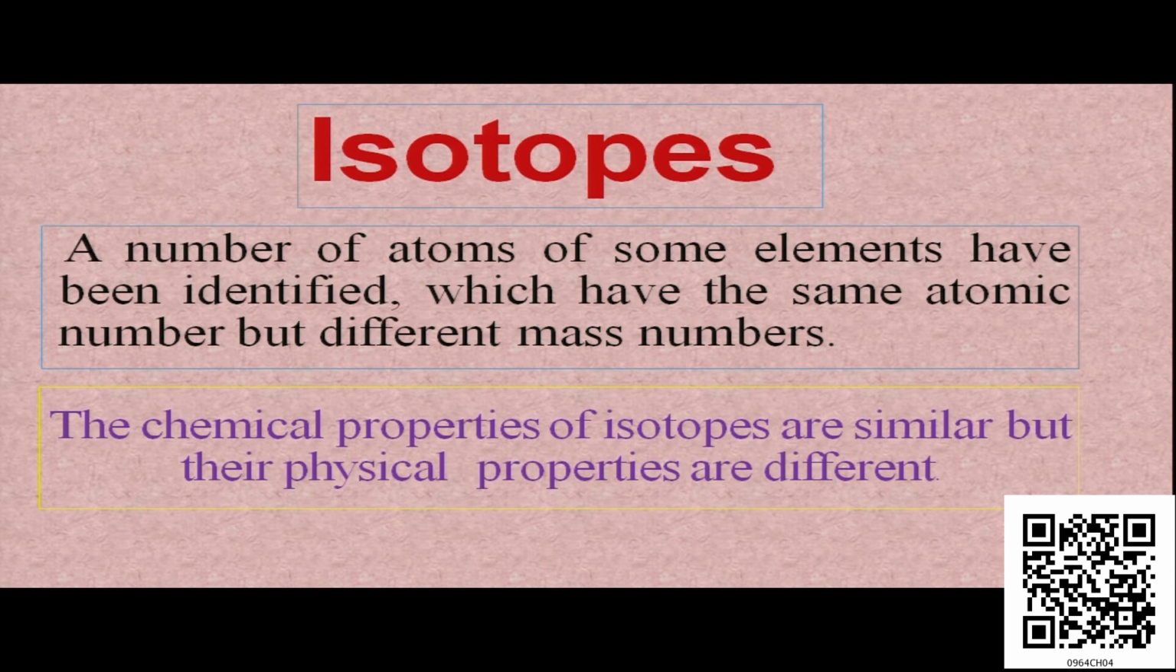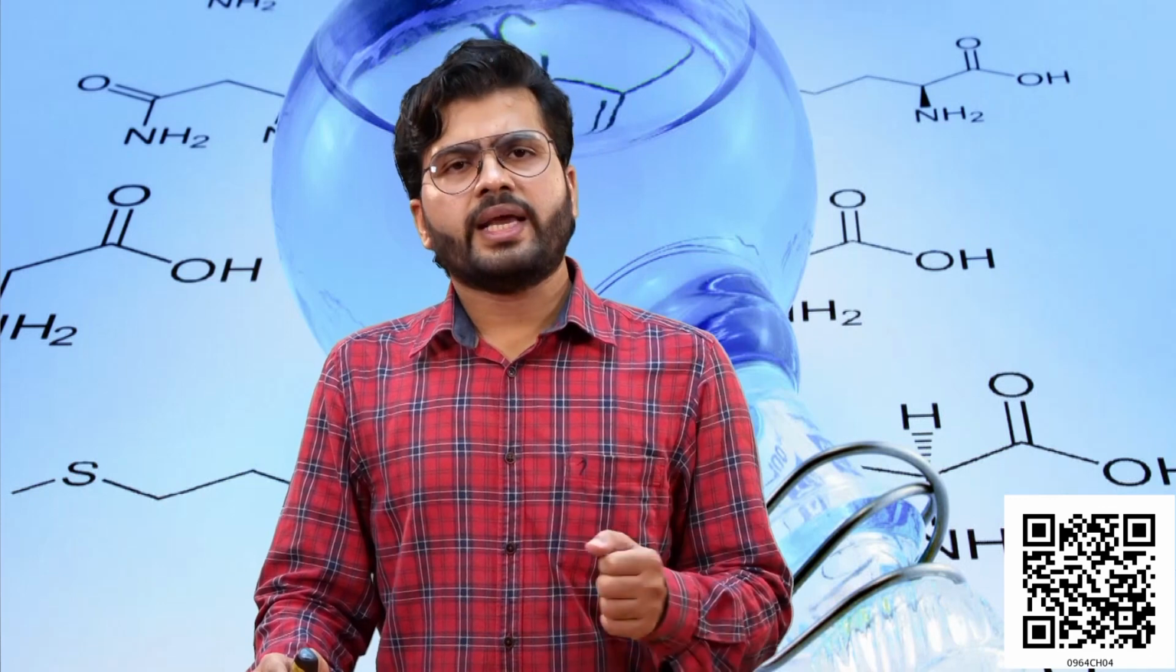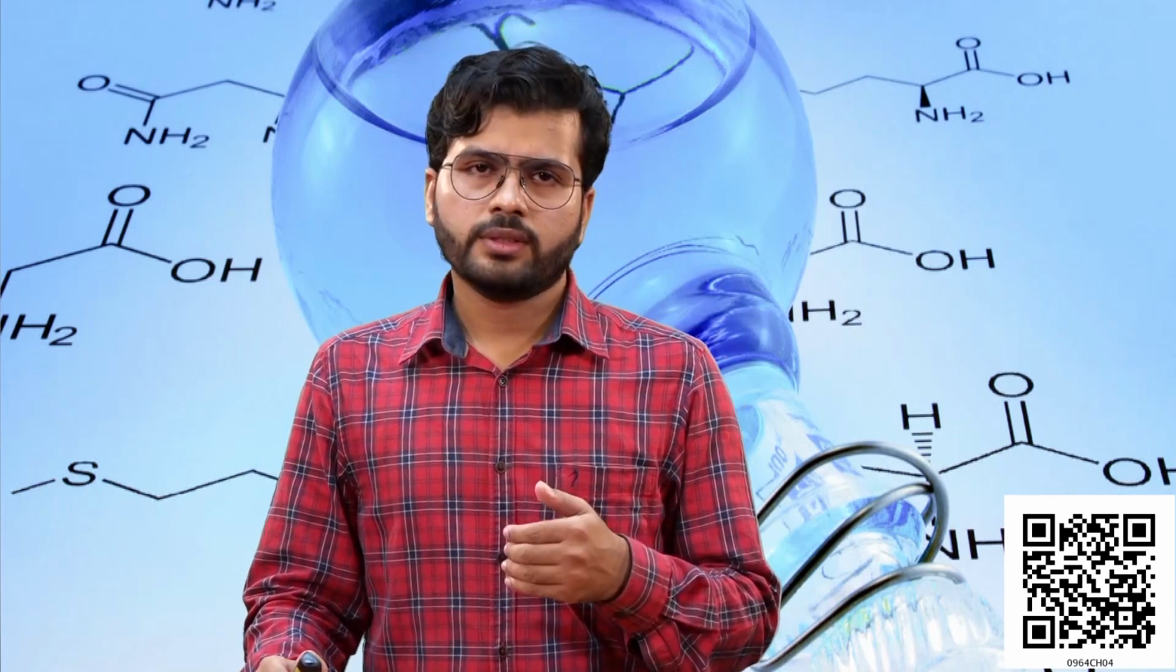Such atoms are called isotopes. The chemical properties of isotopes are similar but their physical properties are different. Because of the difference in their mass number, their physical properties will be different. We will take some examples of isotope pairs.